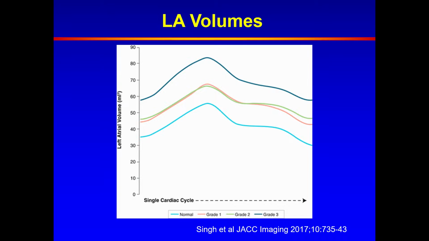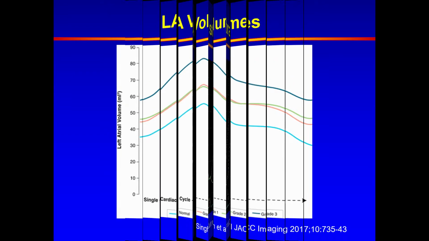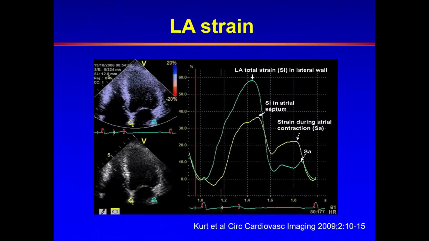And with diastolic dysfunction, LA volumes increase. And the largest volumes are in patients with the most advanced grades of diastolic dysfunction. The top that you see here is the maximum LA volume index. And that was the focus for many years when we talk about LA. But we can also look at the rate of change of volume or a surrogate of that, LA strain.